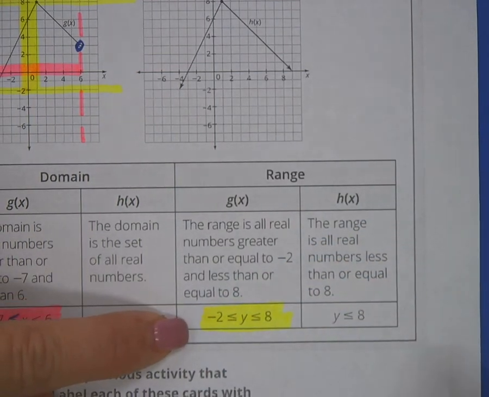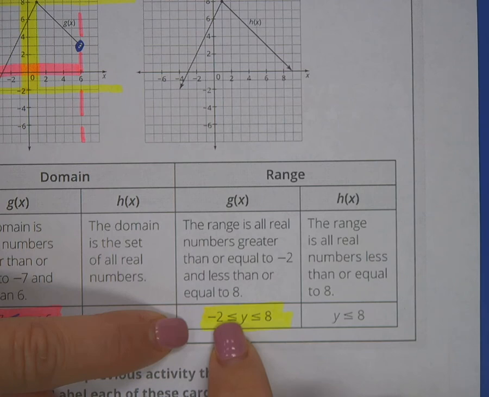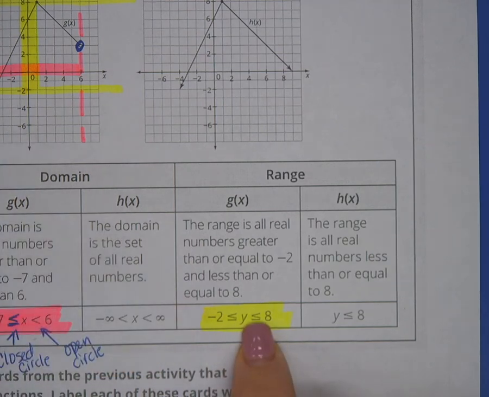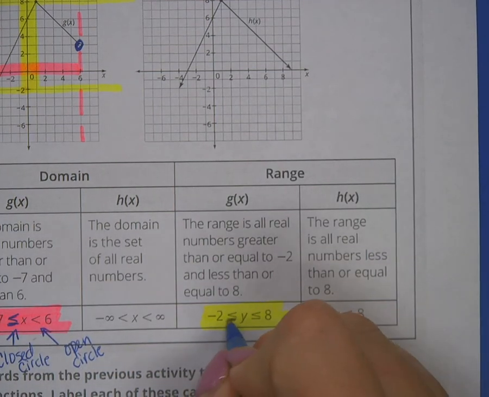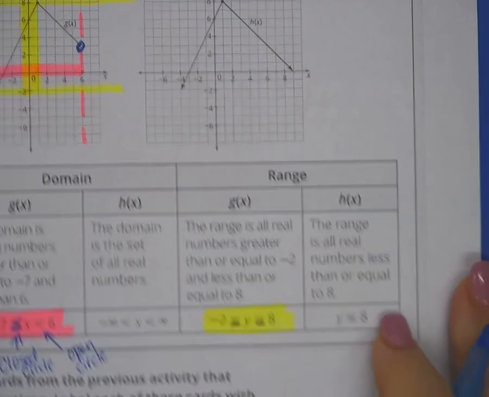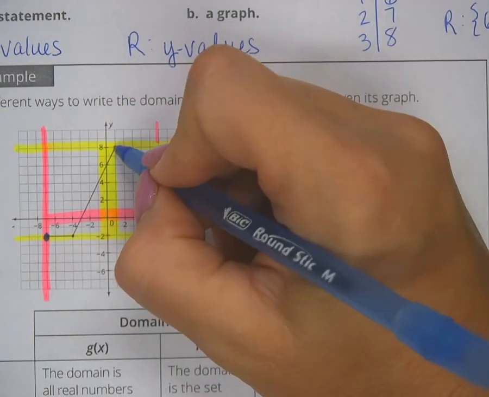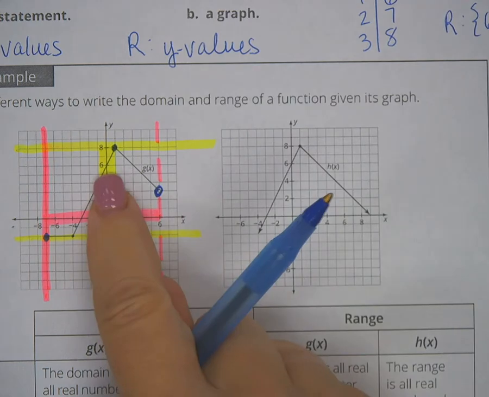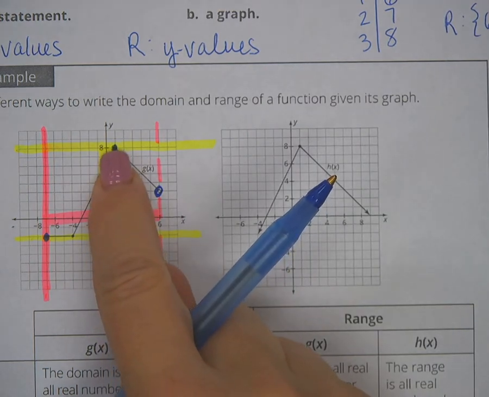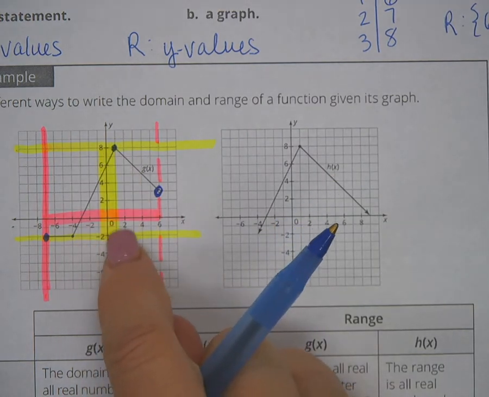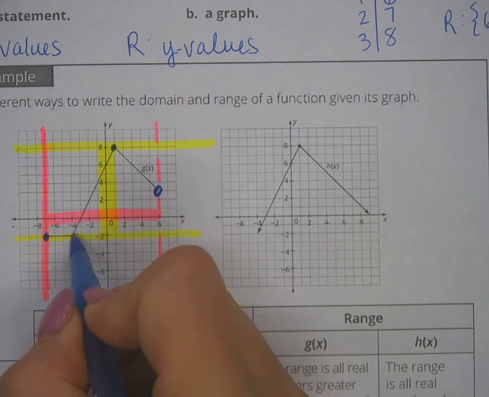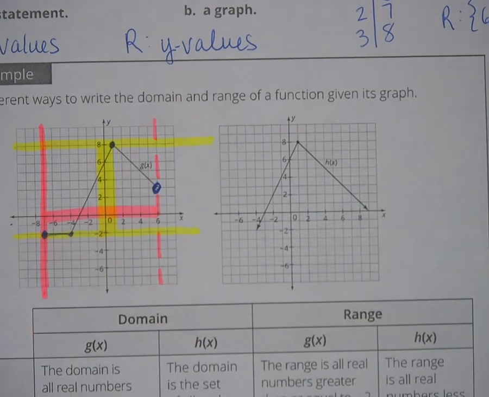And the inequality symbol would look like this. And notice that it's greater than or equal to and less than or equal to. So both of these symbols have the equal to component. So if you look back up here, notice that up at 8, there's a solid dot, meaning we want to include 8. And down here at -2, there's a solid dot, meaning we want to include -2.